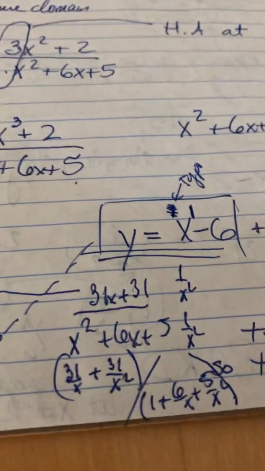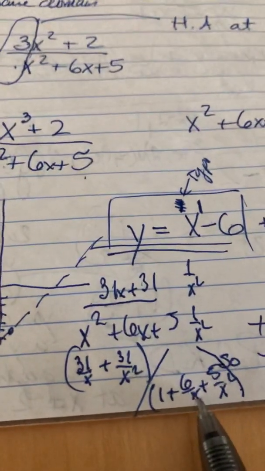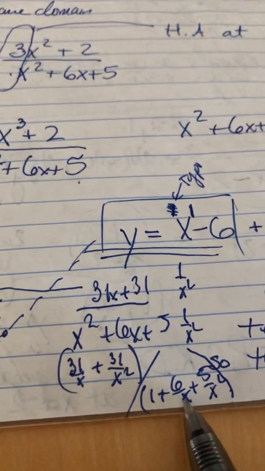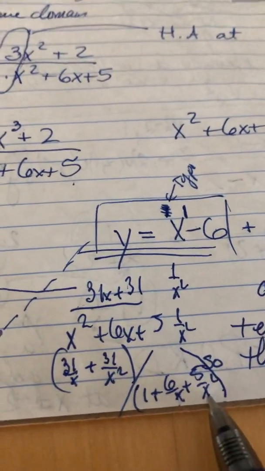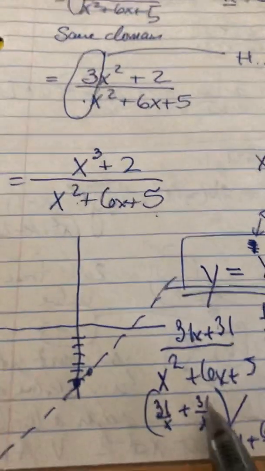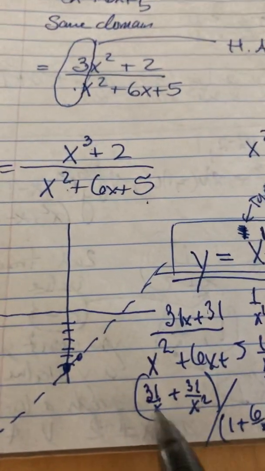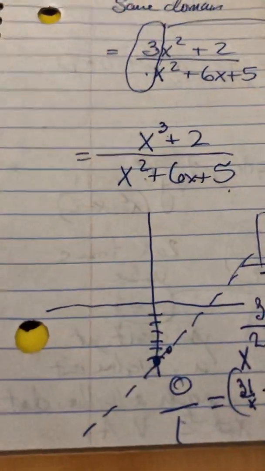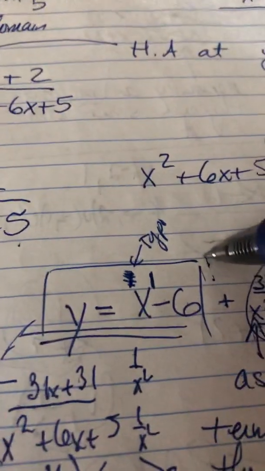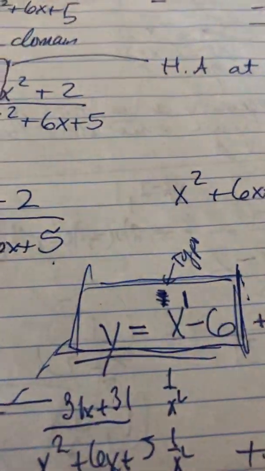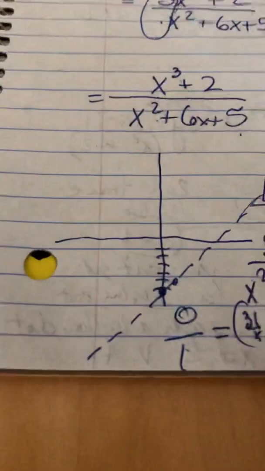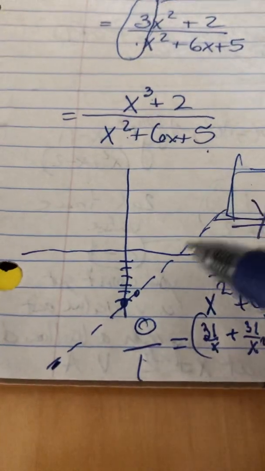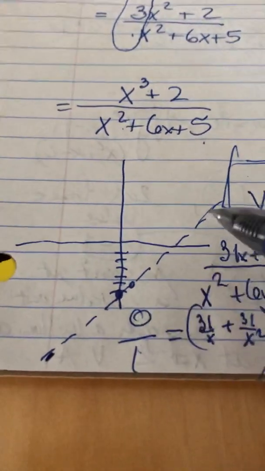Now, take a huge number and put it here. That becomes 0. 6 over a massive number is getting very close to 0. 5 over a massive number is getting very close to 0. 31 over x squared, very close to 0, very close to 0. So we end up actually generating 0 over 1 off into infinity. And so all we really focus on is this part, the y is equal to x minus 6. Now, we graph that. This is the actual line y is equal to x minus 6. We actually graph it as a dotted line.